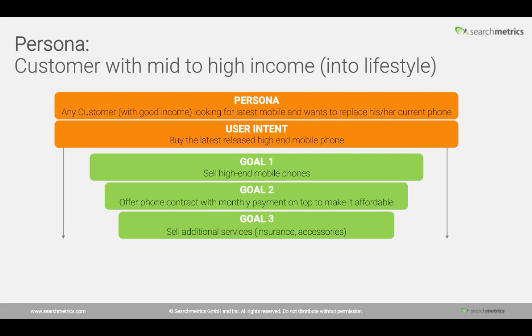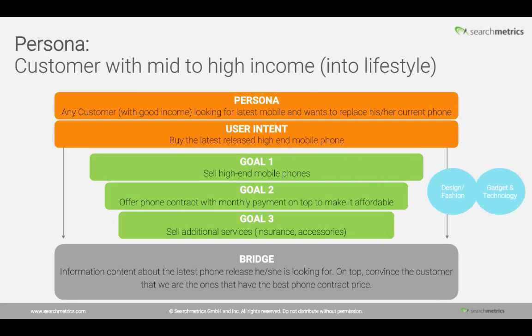So instead of paying £1,000, you try to persuade him, okay, you can pay 35 pounds per month and make the offer more affordable. Mm-hmm. And then on top, since he or she is already buying a really expensive phone, of course you want to have some insurance in case it's broken or gets stolen. So in this case, the bridge here is some informational content about the latest phone release, and on top, try to lead him to a better deal. In this case, the contract itself makes it more affordable for the user.